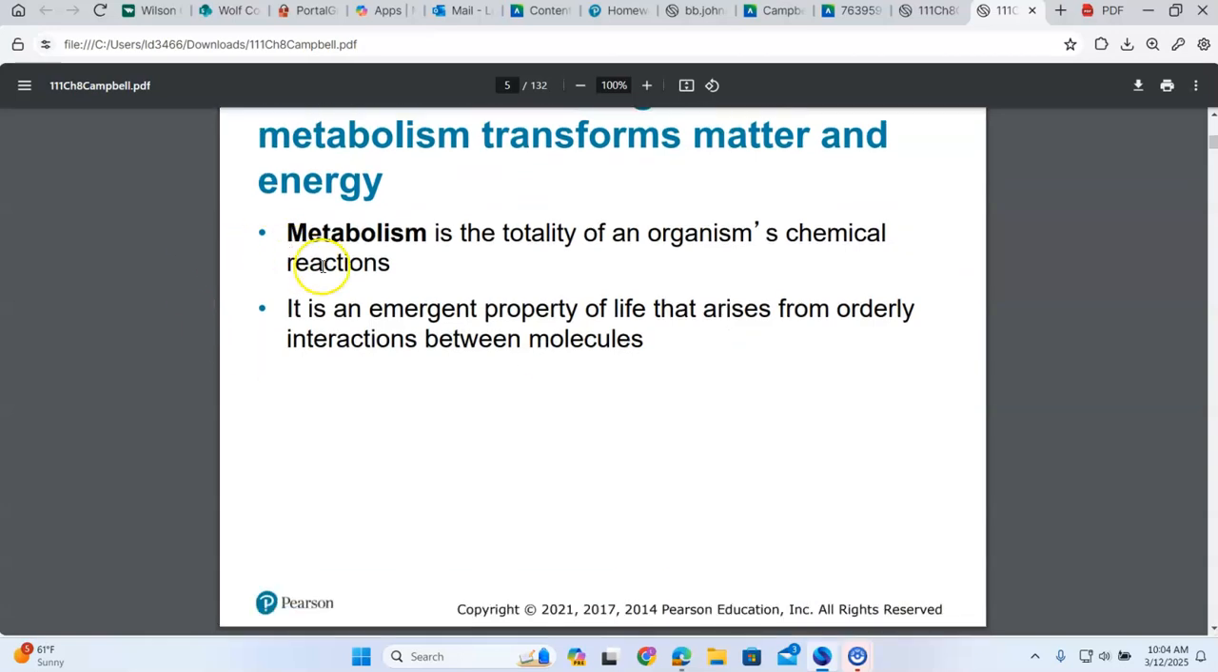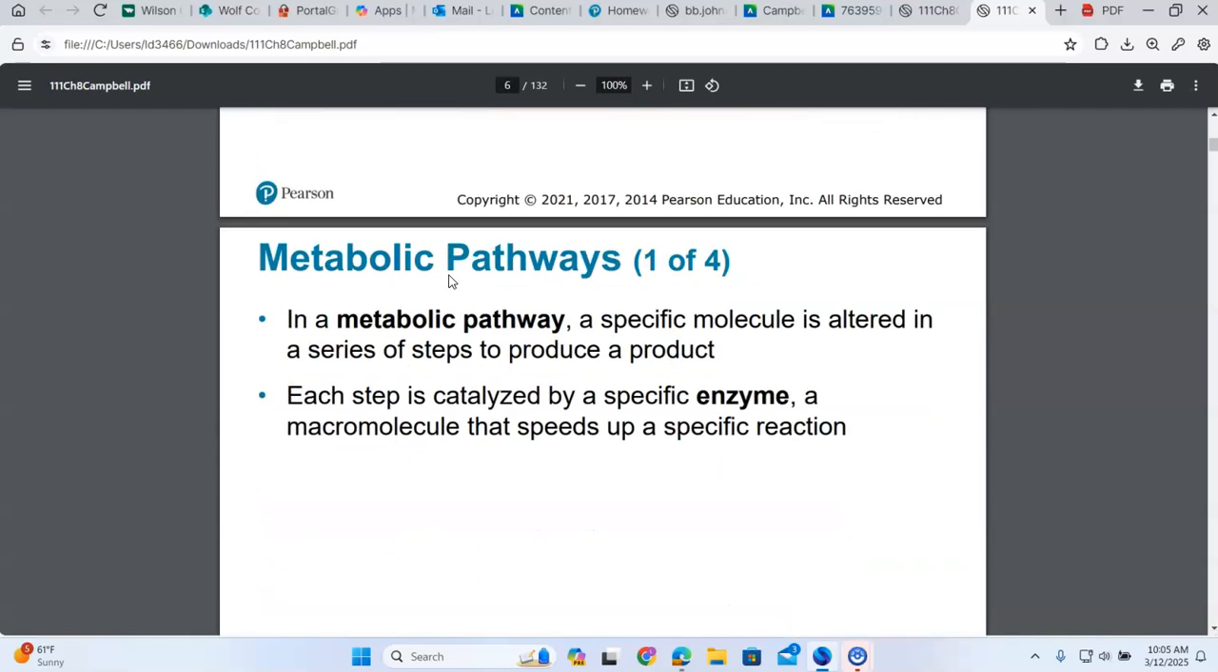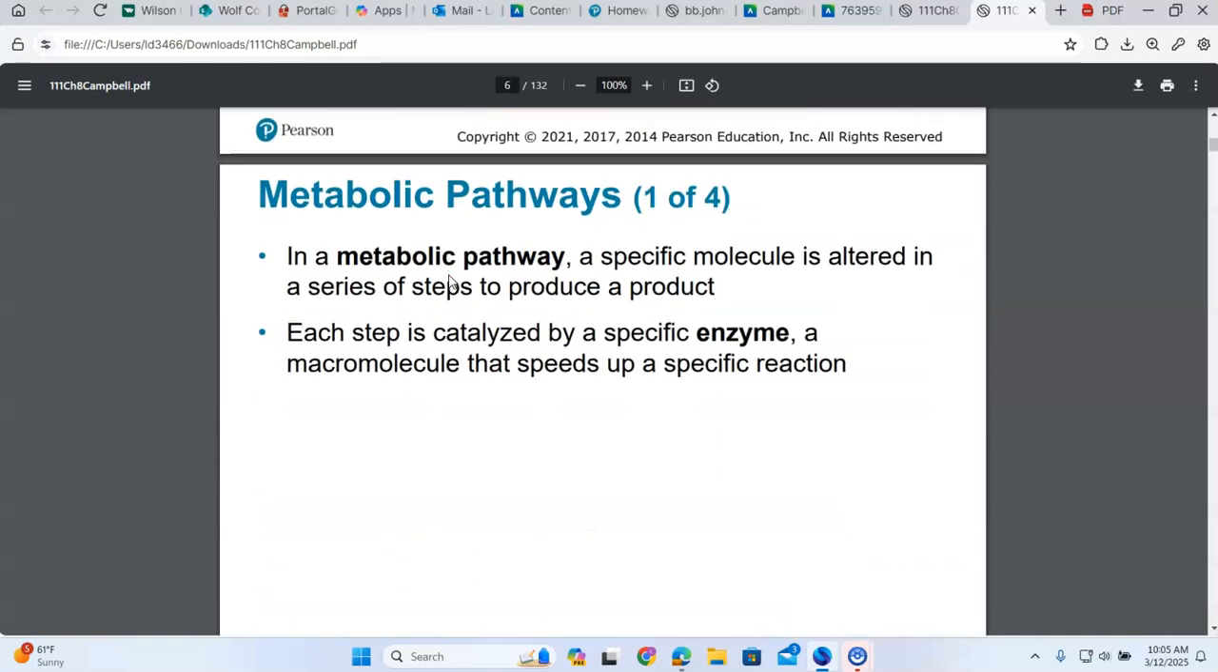Then when we talk about metabolism, that is all of the chemical reactions that occur within our cells. All of the chemical reactions. That means the breakdown reactions, the buildup reactions, all of them. And a metabolic pathway is the steps that are taken to alter a specific molecule and convert it into a product.